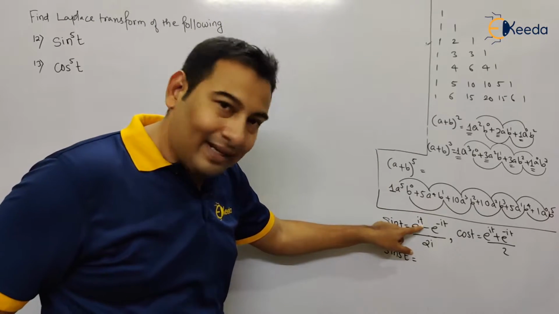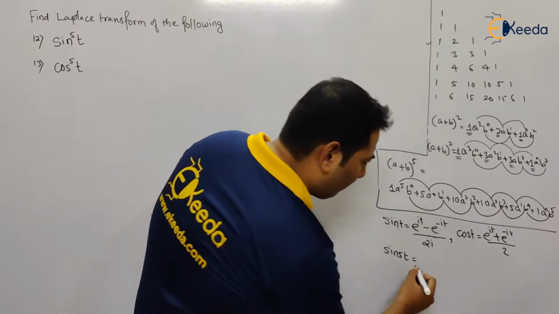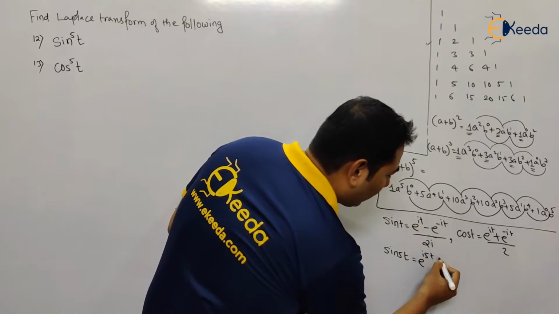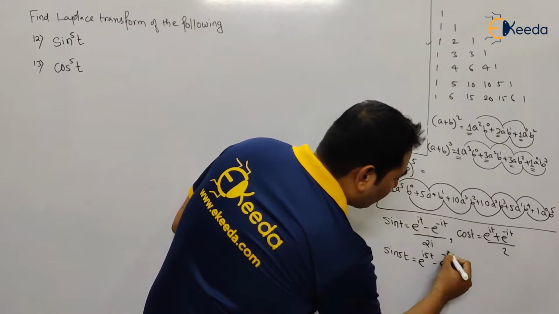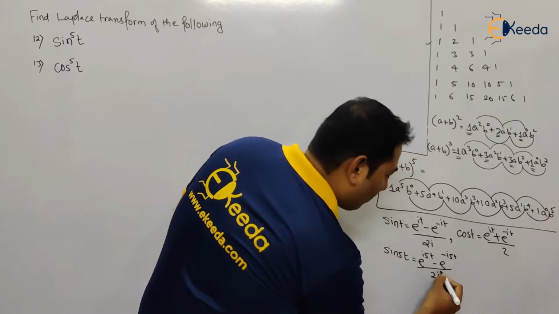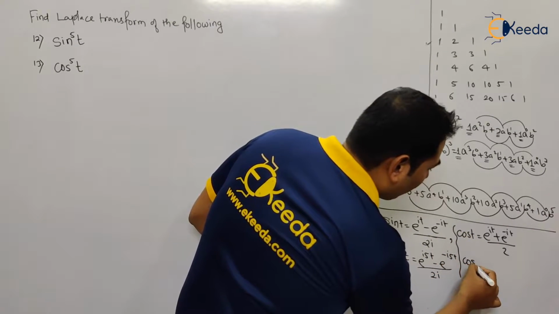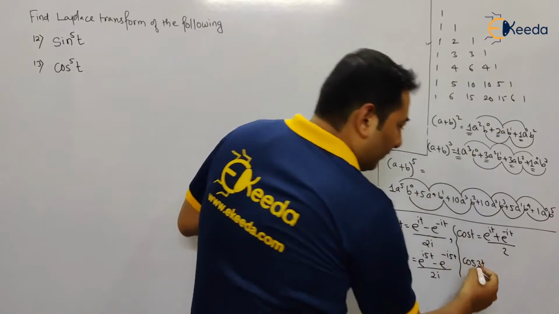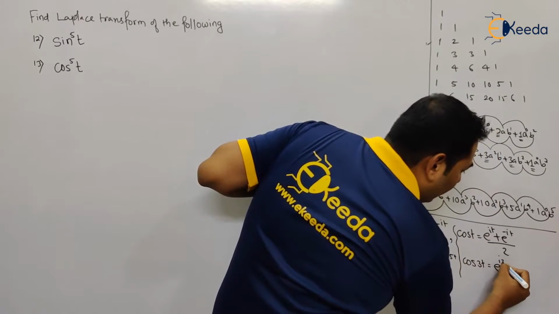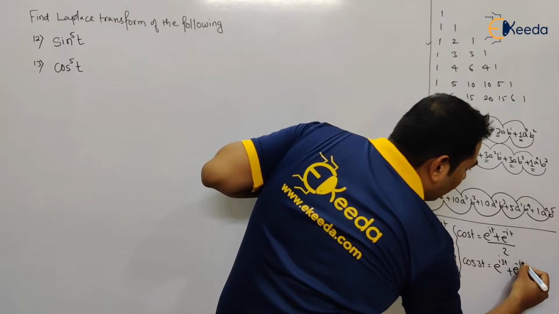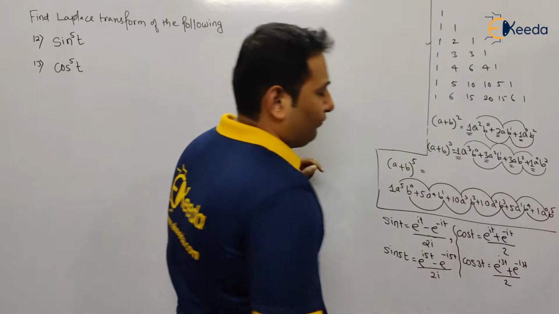If it is t, here it is t. If it is phi t, then phi will go up. So that will become e raised to i phi t minus e raised to minus i phi t upon 2i. Simple. Suppose you have cos 3t. So what will happen? 3t will go up. So that will become e raised to i 3t plus e raised to minus i 3t upon 2.